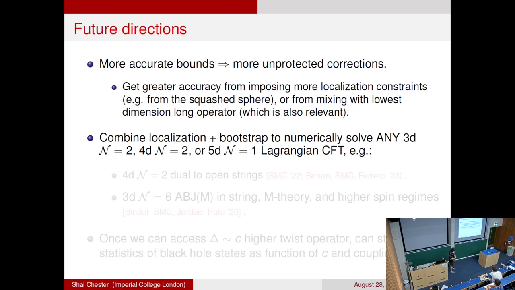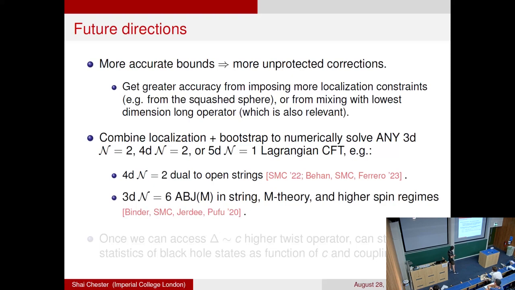Also, this method of combining bootstrap and localization is very general. So you could apply it to any theory where you can do localization. So any 3D N=2 theory, 4D N=2, 5D N=1, as long as there's a Lagrangian, you can do localization. So some other results people have looked at: 4D N=2 theories that are dual to open strings. So there's been a few papers about that recently. There was a paper about 3D N=6 ABJM, so submaximal supersymmetry. In that case, you can study both string theory, M theory, and the higher spin regime. In our paper from a few years ago, we didn't put in the integrated constraint, though. And so in the future, we plan on redoing that study with the integrated constraint to get even better results.